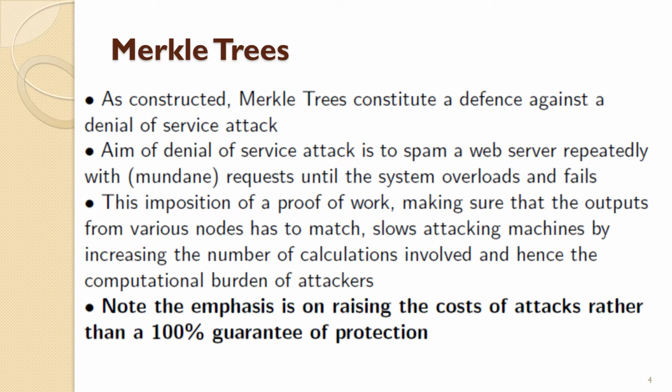So this imposition of a proof of work, here illustrated using the hash function, makes sure that the outputs from various nodes have to match. The basic idea is, again, not to avoid attacks completely, just to render them computationally expensive. Because you've got this proof of work and the hash function, you can slow attacking machines by increasing the number of calculations involved, and hence the computational burden on attackers.